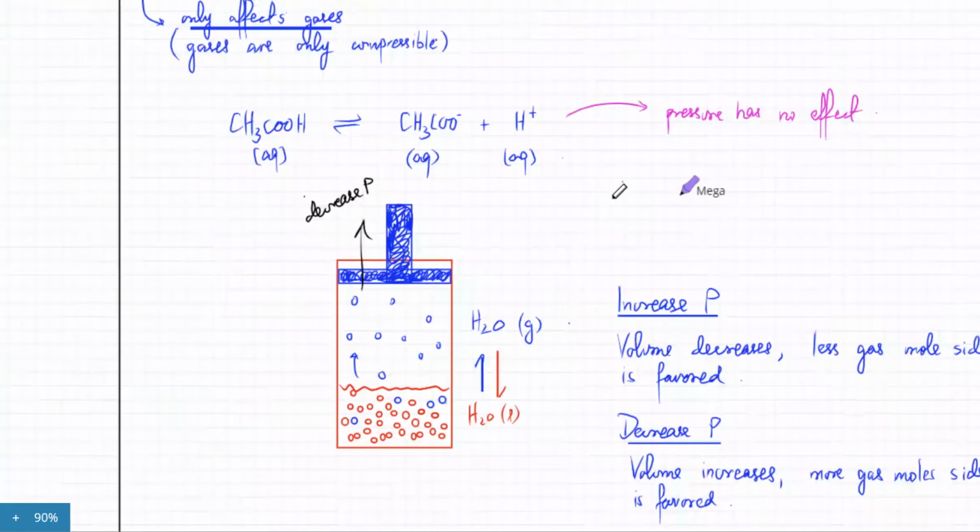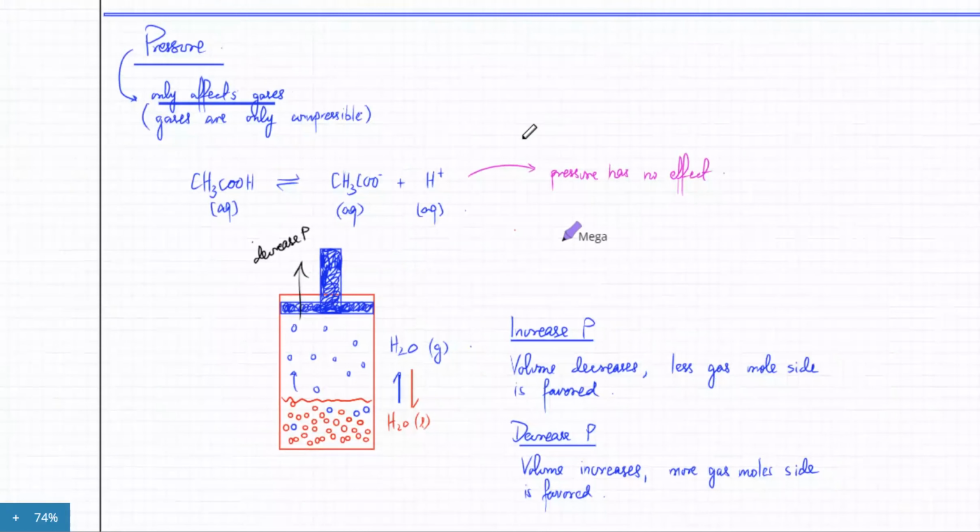Then we talked about pressure. If you increase pressure, you're compressing it. The volume would decrease. There's going to be less gas moles, less gas produced. The side with fewer gas moles would be favored. Like a piston, if you start pressing it down, there wouldn't be any room for gas. There's going to be less gas produced.